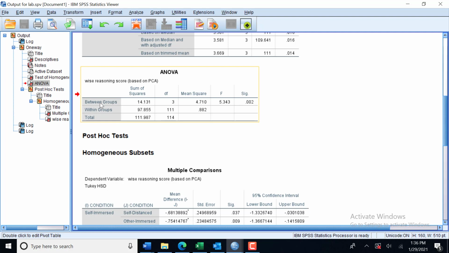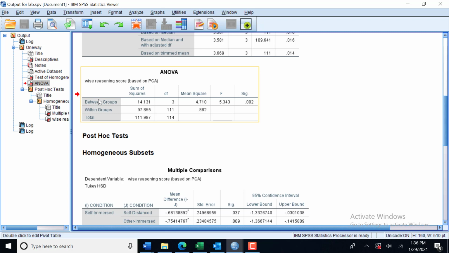And if you remember back to statistics, you had to calculate this all out by hand. You got your sum of squares, you got your degrees of freedom, and then your mean squared. You use the sum of squares and your degrees of freedom to get your mean squared. Trust me, if you divide 14.131 by 3, you're going to get this 4.710. What's nice with SPSS is you don't have to do that anymore, but it's still important to understand what we're talking about. So this between groups variance is telling us how much variance we have between the conditions.